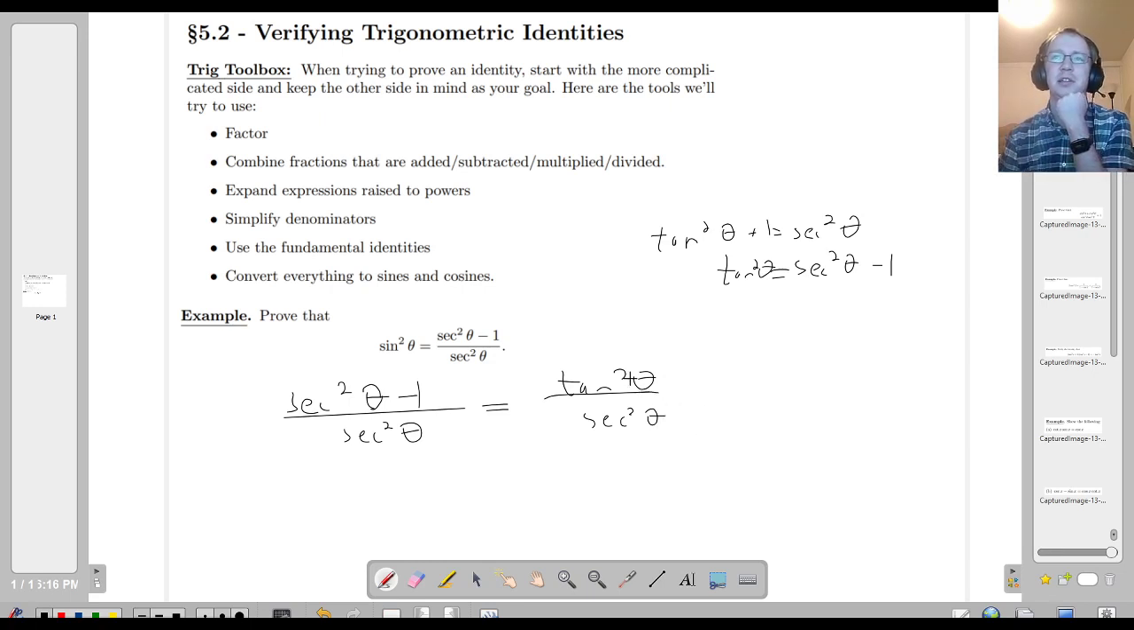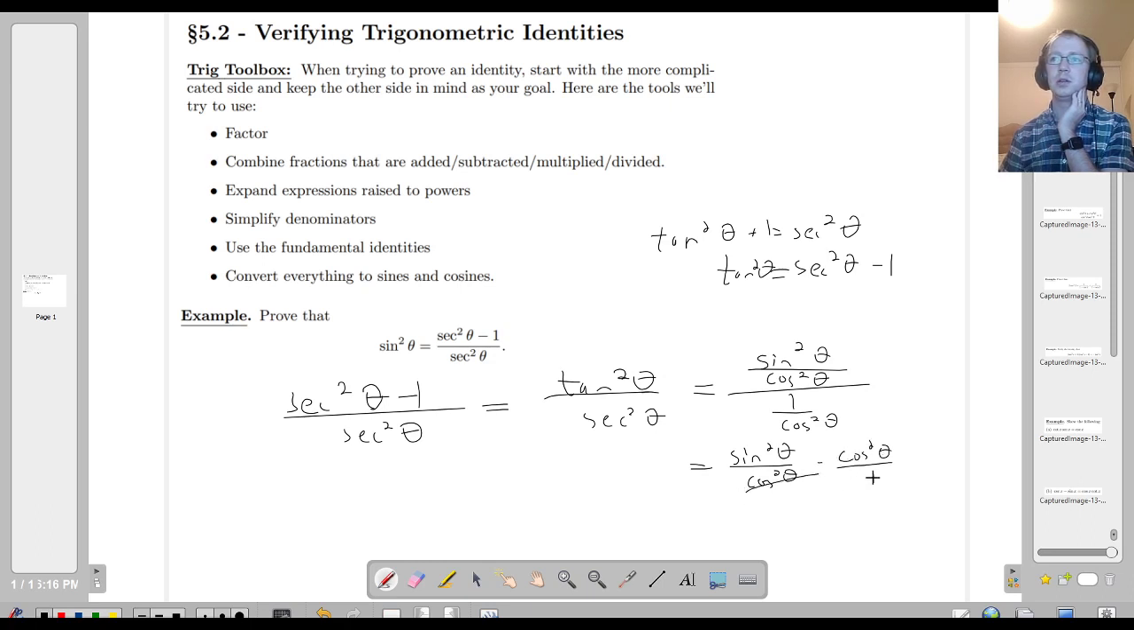I don't really have anything nice to divide tangent by secant, so why don't I go ahead and convert everything into sines and cosines. Tangent is sine over cosine, so that means tangent squared is sine squared over cosine squared. And on the bottom, secant is the same thing as 1 over cosine. So, instead of dividing by a fraction, let's multiply by the reciprocal. Cosine squareds cancel out, and I've got sine squared theta. So let's see, is that where I wanted to end up? Yep, lucky for us, that's exactly what I was supposed to get.